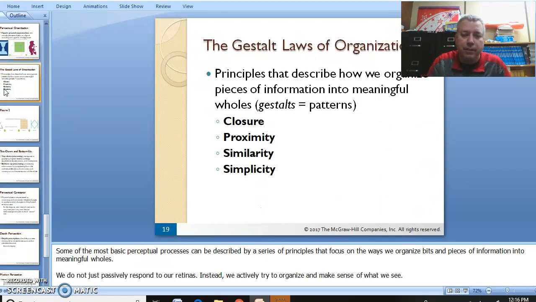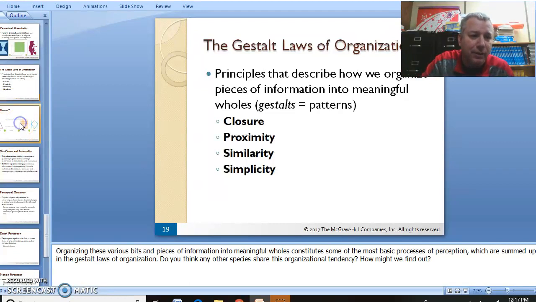And then we have Gestalt rules. Closure is when we fill in patterns to complete them. Proximity is when things are close to one another, we group them together. Similarity: if things are similar, we like to group them together. And simplicity, whichever is the easiest way there is.